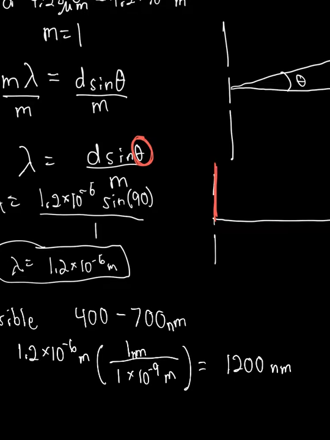What color is 400? Short wavelengths. Violet. What color is 700? Red. So what would 1200 be? What's past red? Beyond red. Further than red. Infrared. So that would be infrared. Okay.